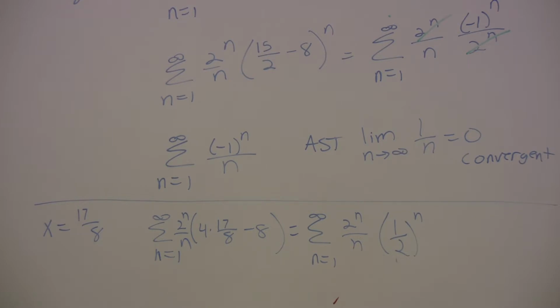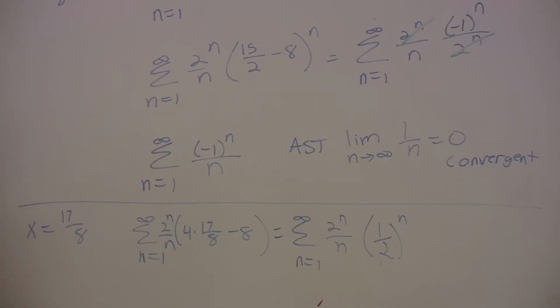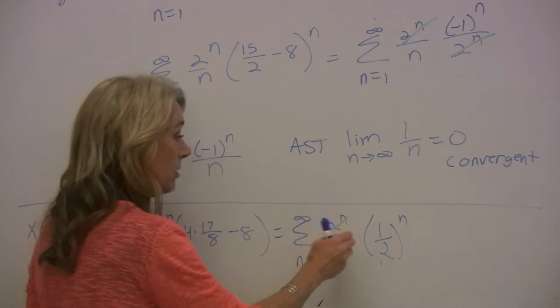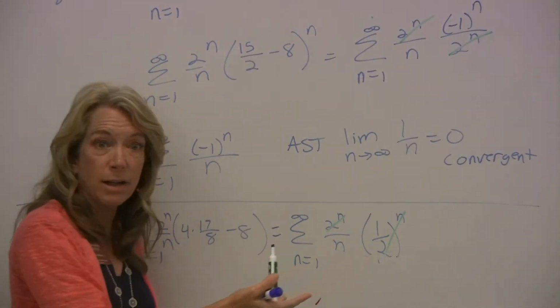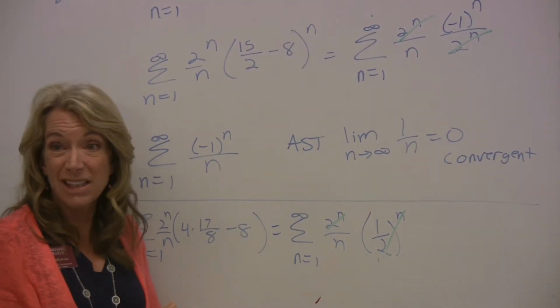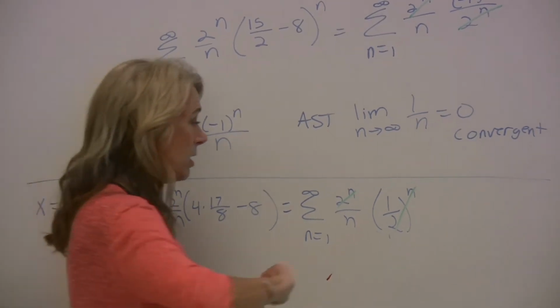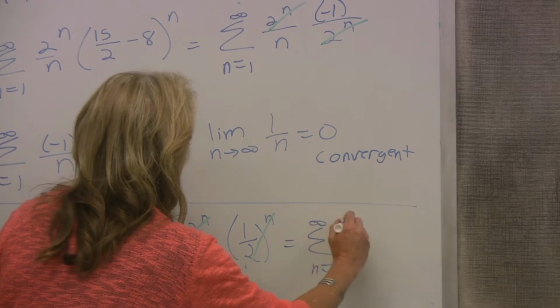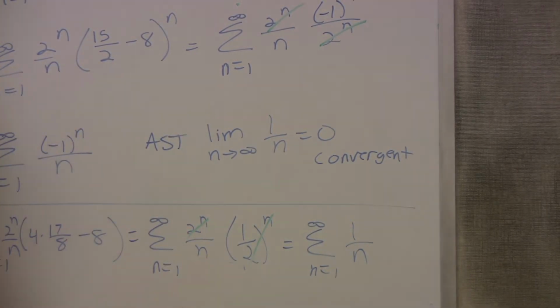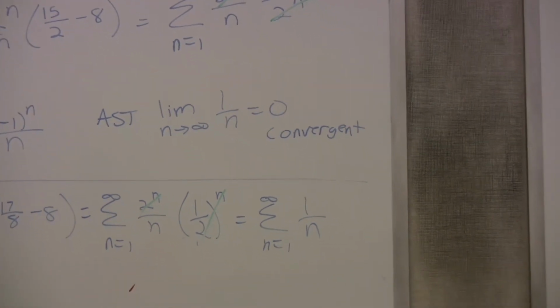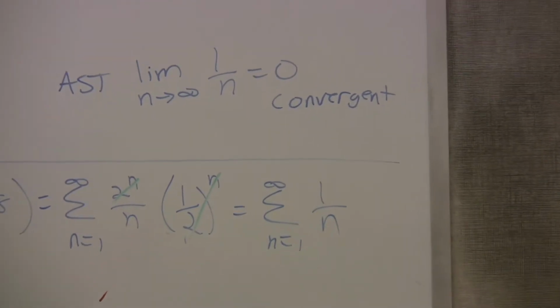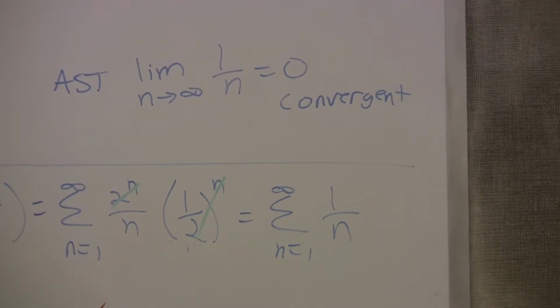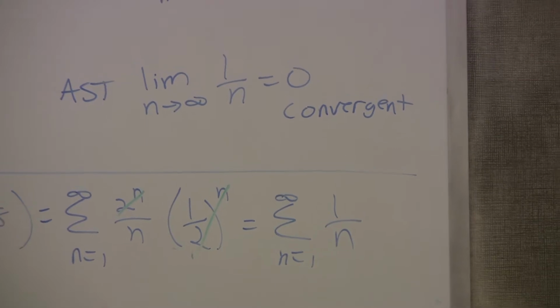What reduces here? Yeah, the 2 to the n's are gone. And the 1 to the n is just 1. It's not alternating anymore because it didn't turn out negative this time. So this whole series simplifies down to this. What do we know about that series? Divergent. It's divergent, it's the harmonic.